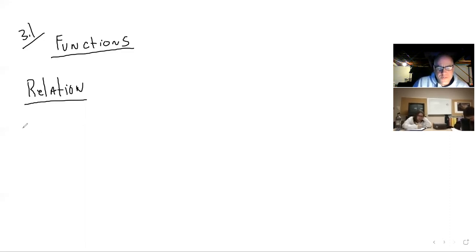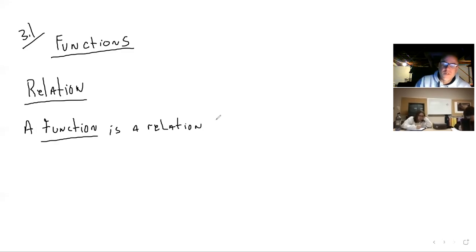So then I'm going to say a function is a relation. It's a specific type of relation. So right now it's a set of ordered pairs. What will make this a function? Well, we'll make this relation a function in which all the x coordinates are unique.